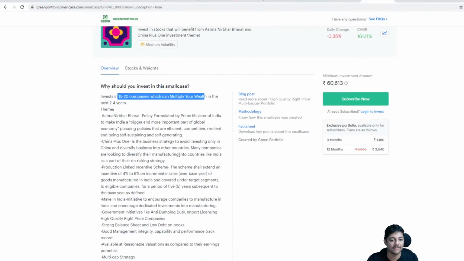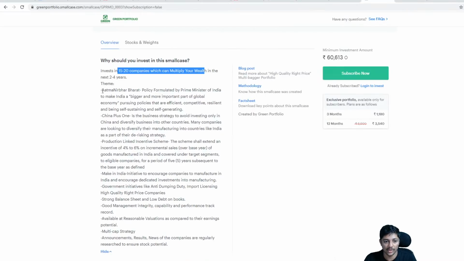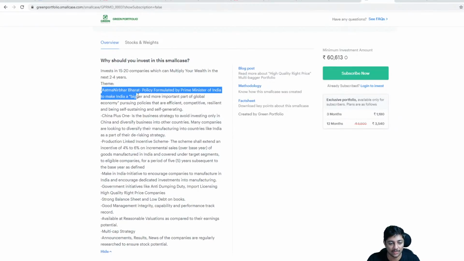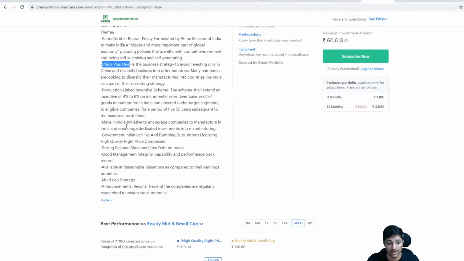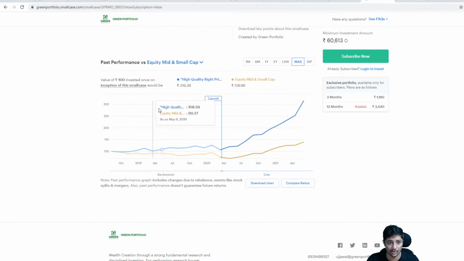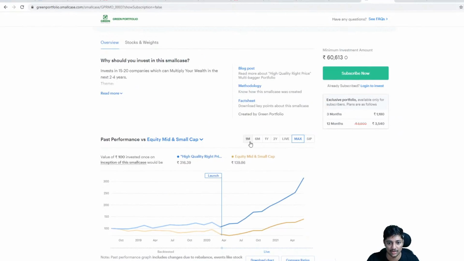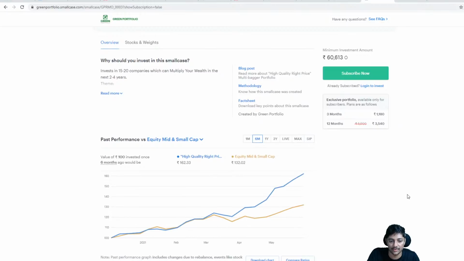Now, look at this. You can read all of this, right? They look at companies that are Atmanirbhar. They look at China Plus One. So for all the people who don't know China Plus One, please read about it. This is going to be very interesting in the future, etc. They will do all their strategies. Again, I don't care about all this. I will just go to 6 month return. Straight away, 6 month return.